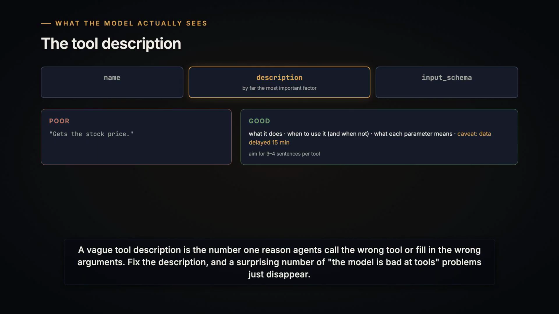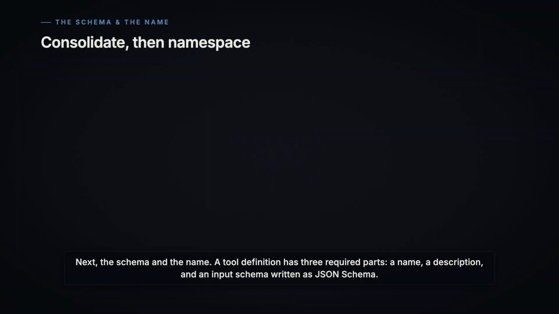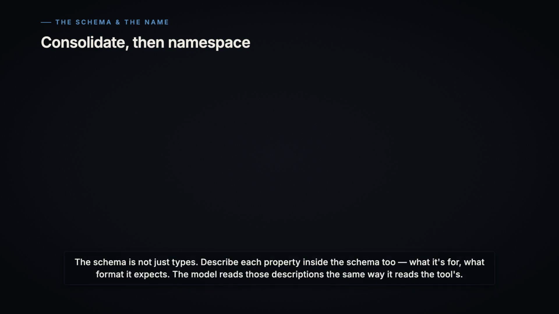A vague tool description is the number one reason agents call the wrong tool or fill in the wrong argument. Fix the description and a surprising number of the "model is bad at tools" problems just disappear. Next, the schema and the name. A tool definition has 3 required parts: a name, a description, and an input schema written as JSON schema. The schema is not just types. Describe each property inside the schema, what it's for, what format it expects. The model reads those descriptions the same way it reads the tool's.